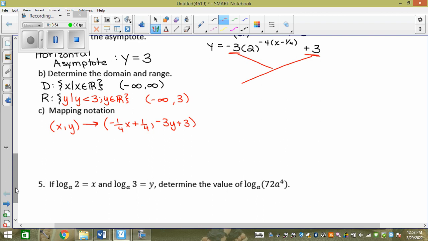Okay, number 5. I did not teach you how to do this exact question, but I see stuff like this all the time appear on tests, diplomas, everywhere.